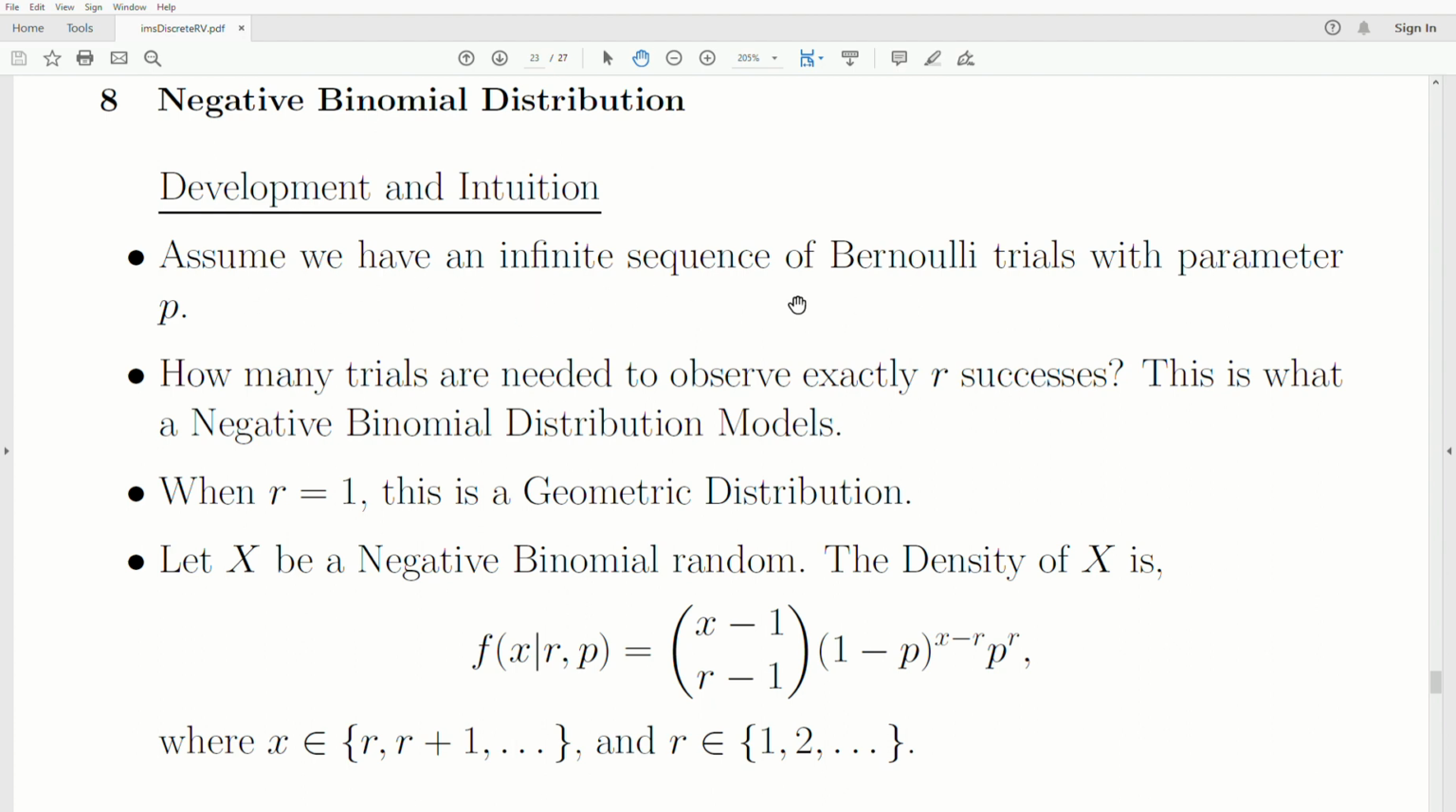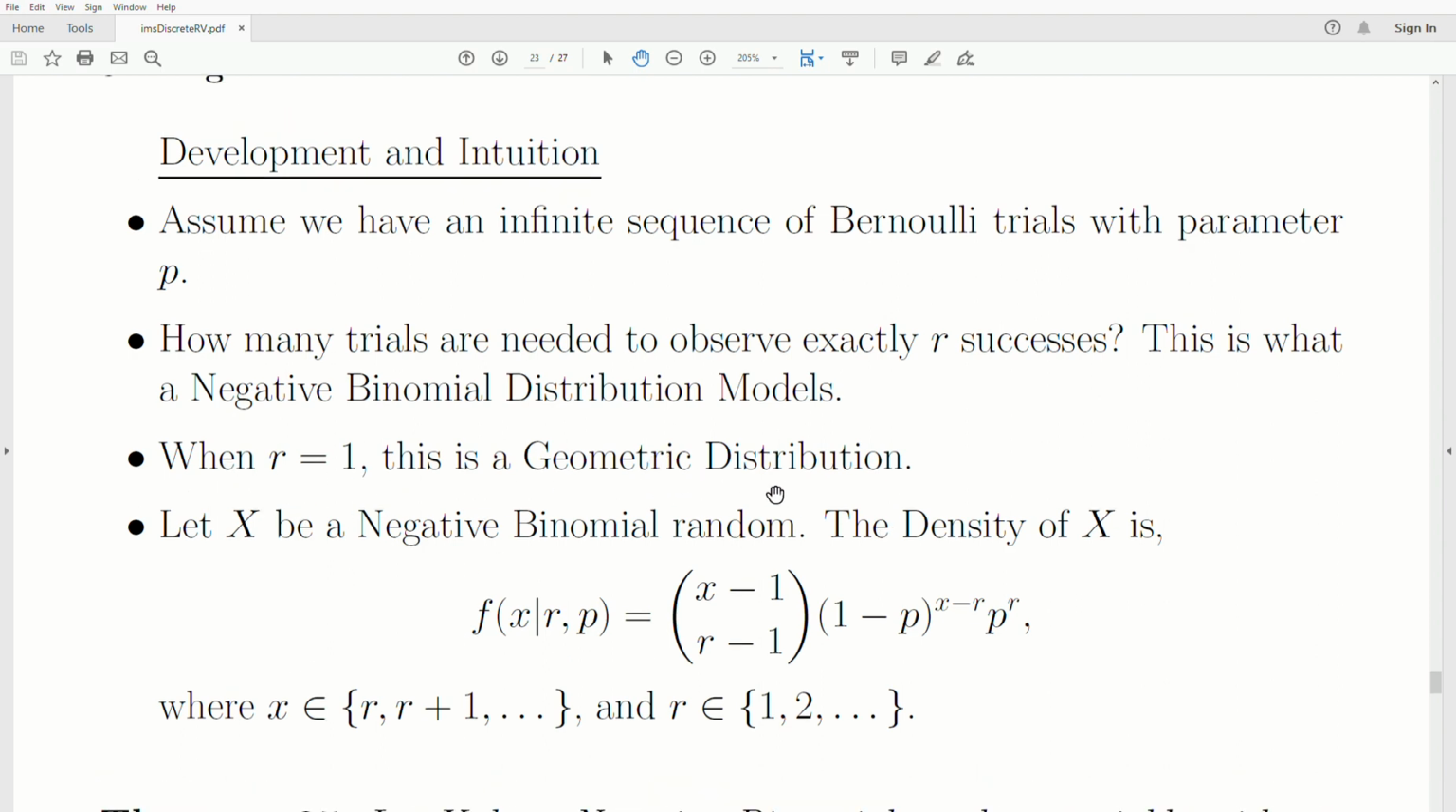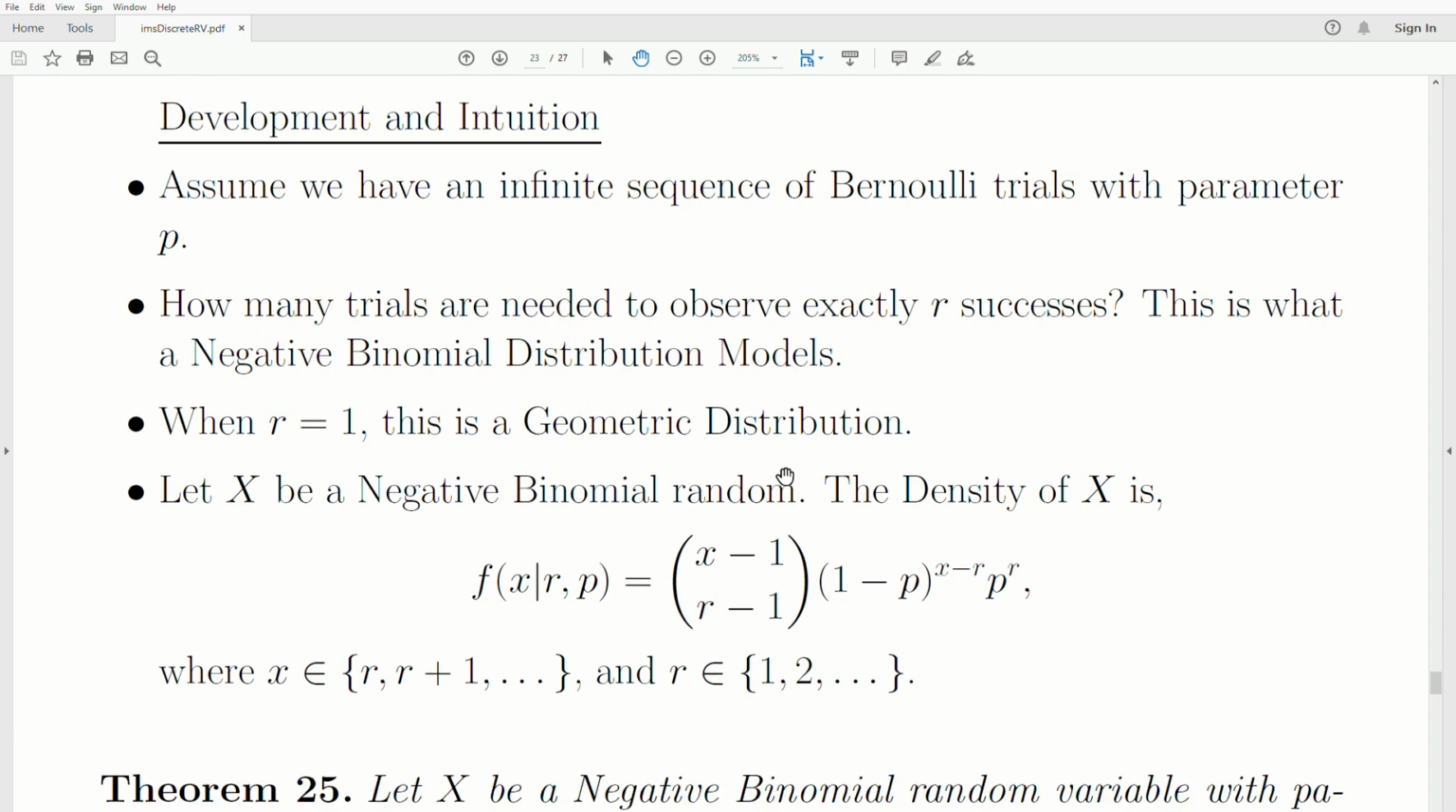Assume we have an infinite sequence of Bernoulli trials with parameter p. How many trials are needed to observe exactly r successes? This is what a negative binomial distribution models. Now, when r is equal to 1, this is a geometric distribution, which we covered earlier in this playlist.